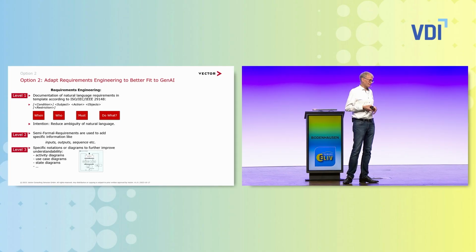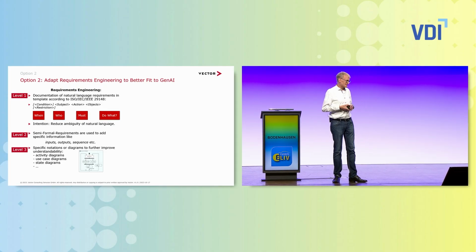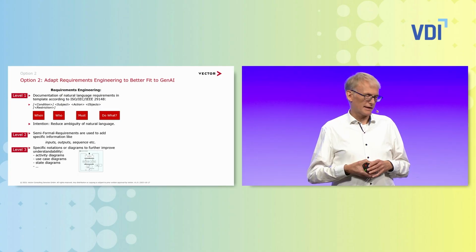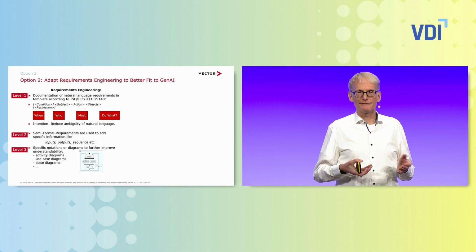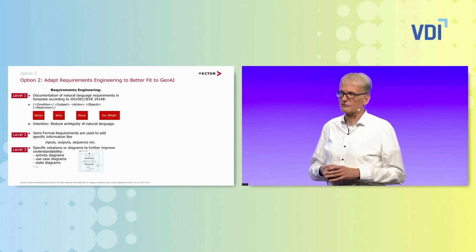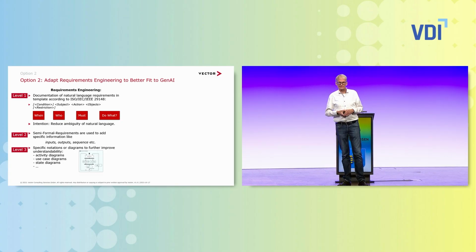Then we typically have a second level, so-called semi-formal requirements, that add inputs, outputs, and sequence information. And then we have a next level where we have diagrams, activity diagrams, sequence diagrams. So this is requirements engineering today, a mature discipline.